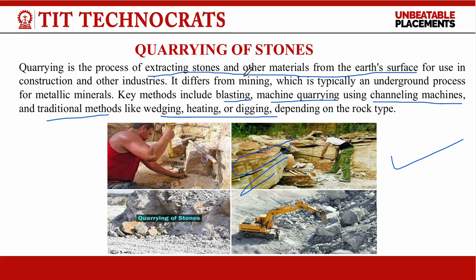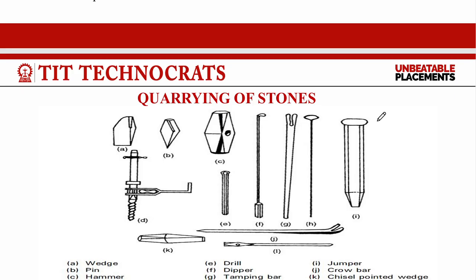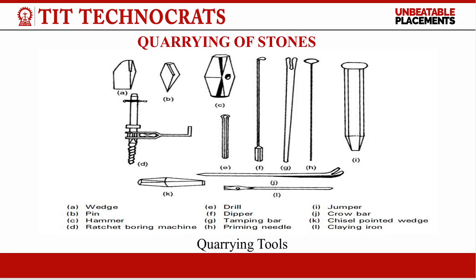So this was the quarrying of stone. Next are the methods of quarrying. There are different methods used for quarrying of stone. The first is blasting, then machine quarrying, in which we use a channeling machine, then wedging, heating, and digging. Here we can see the different tools used for quarrying of stones.